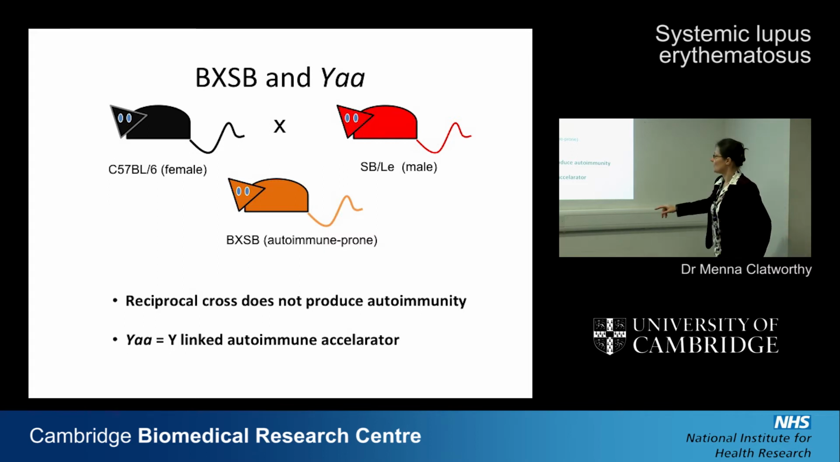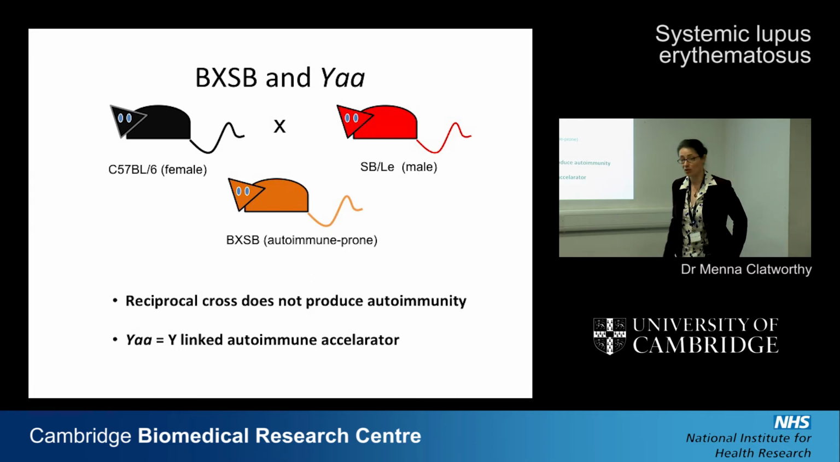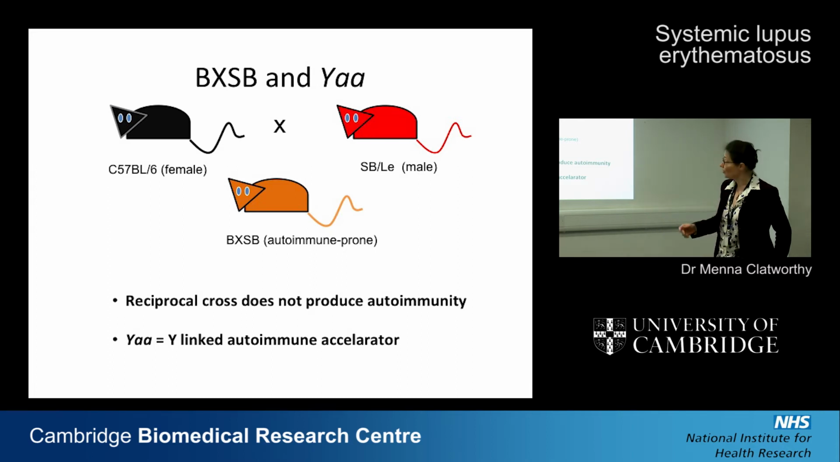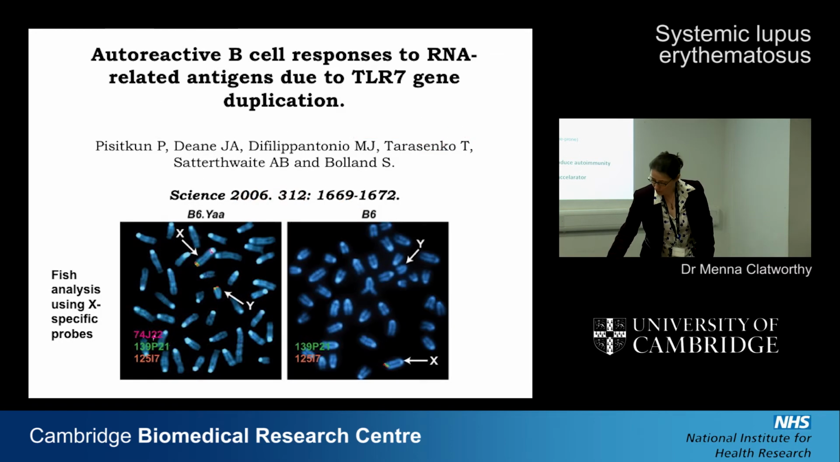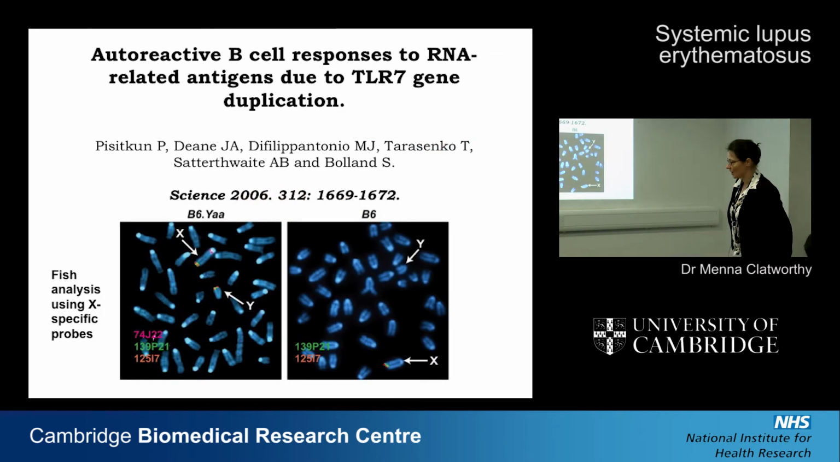So this observation led to the concept that there must be something on the Y chromosome that was an autoimmune accelerator. What investigators did, this was done by Sylvia Boland's group, back in 2006, was ask how they could identify what's different about the Y chromosome in these mice, because that's probably going to tell us the key to the genetic contribution to disease in these animals.